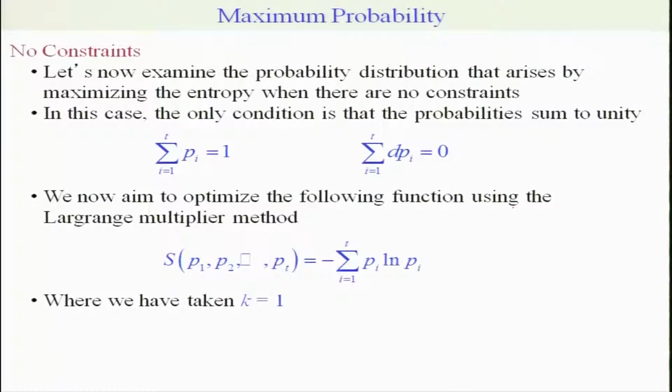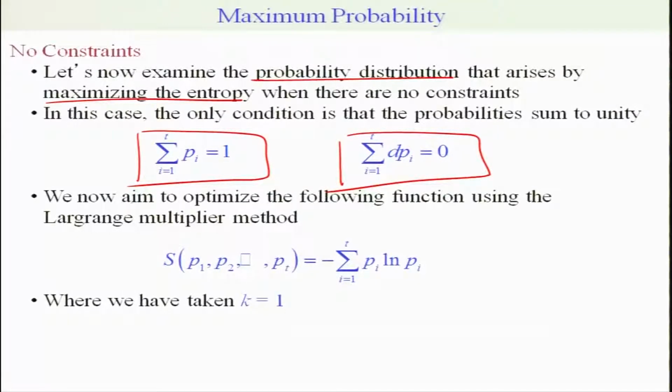Now, let us look at how to make use of this method to find the maximum value of the probability for different conditions, that means with constraints and without constraints. Let us examine the probability distribution that arises by maximizing the entropy when there are no constraints. When we do not have any external constraints, we still have one particular condition which must be satisfied, that is summation of pi should be equal to 1. In other words, d pi summed should be equal to 0. So, we now have to optimize the function using the Lagrangian multiplier method.